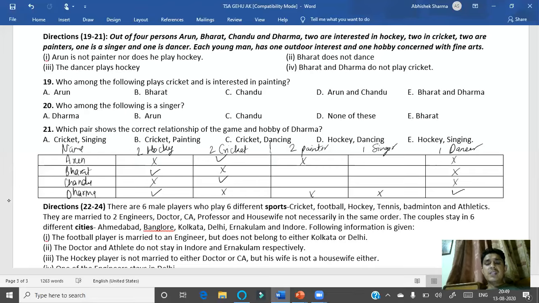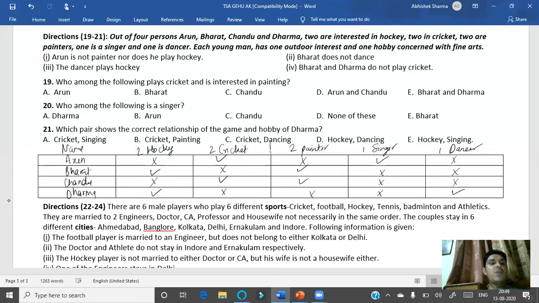There are two painters available. That means Bharat will be a painter and Chandu will be a painter. If Bharat's fine arts is painting, it cannot be singer or it cannot be dancer. Same as Chandu will not be a singer. Only one singer is available. So Arun will be a singer. So friends, when we are done with the arrangement, we can give the answers of the question.